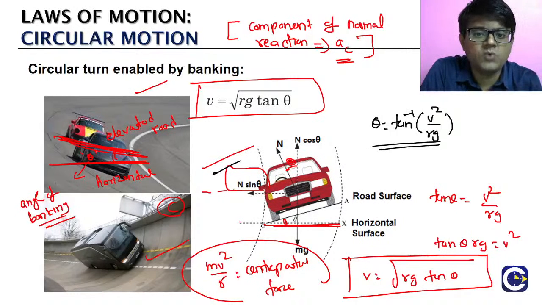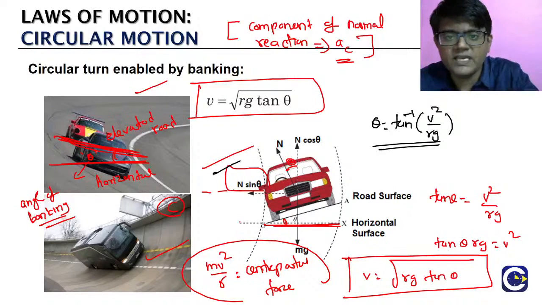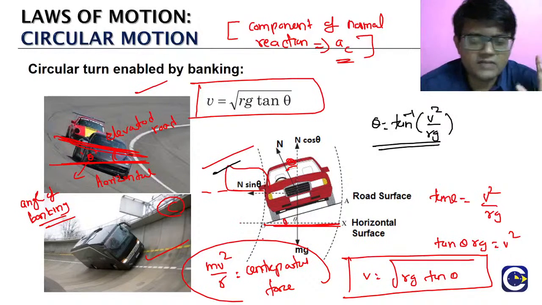Here also, skidding means what? It will be skidding away from the center of the circle. Skidding is always away from the center. If you are having a velocity which is more than the safe speed, it means the vehicle is going to skid away from the center of the circle.